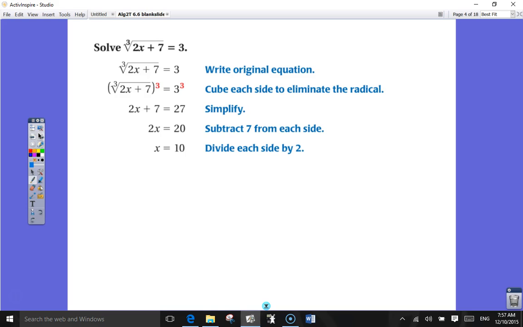You cube a cube root, you get 2x plus 7. 3 to the third is 27. Okay, so that is a pretty simple linear equation you solve with algebra 1 algebra, right? Subtract 7, divide by 2, x equals 10.